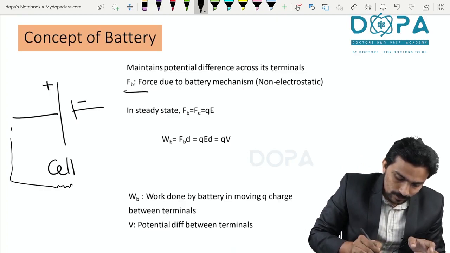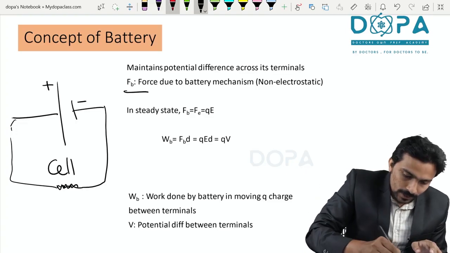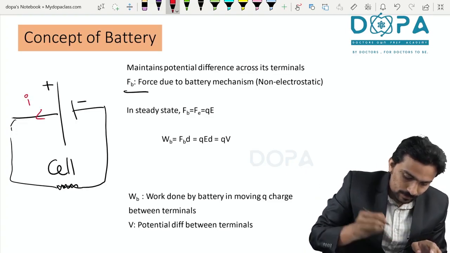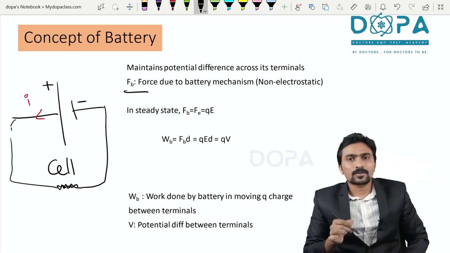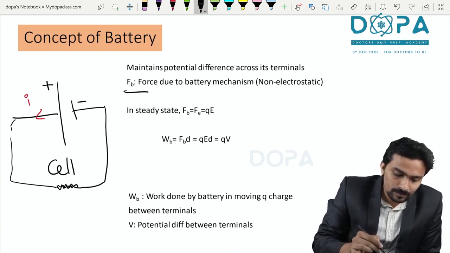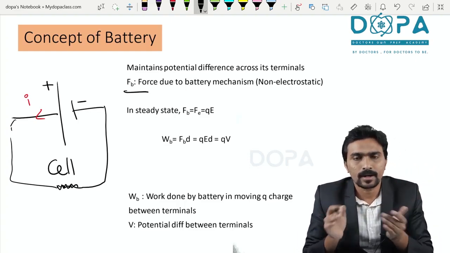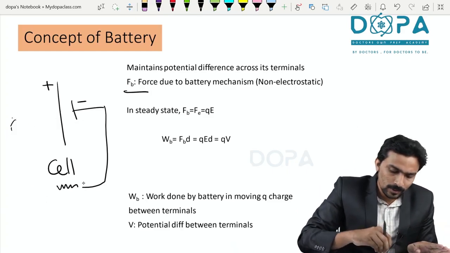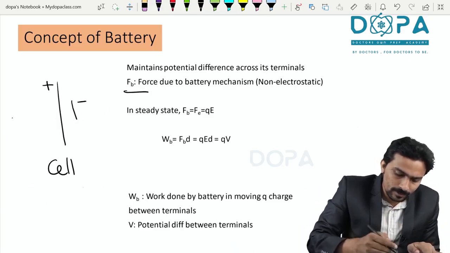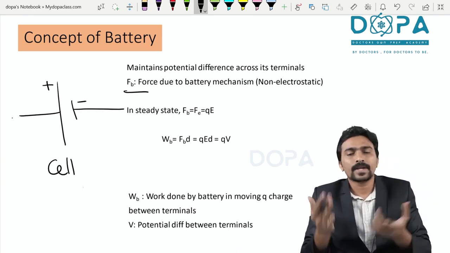So here you can see, if the cell is connected in a circuit, then we know the direction of current. This is the direction of current, and electrons are traveling. Suppose initially you are just starting this. Initially there was no flow of electrons or anything. Imagine only the cell, and the chemical reactions have started.